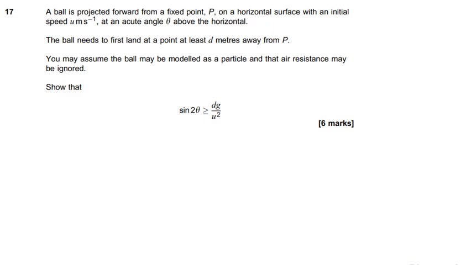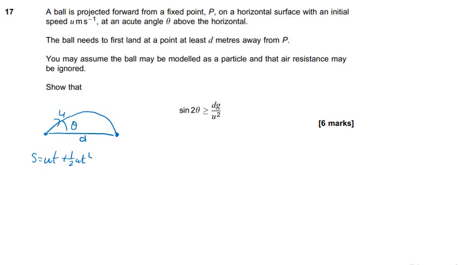Question 17. We've got a ball projected off a surface. We're told that the ball needs to land d meters away. So that's the range of the projectile. So let's just draw a little diagram again. So it's being projected at a speed u, and it's landing some distance d away. And this angle here is theta.